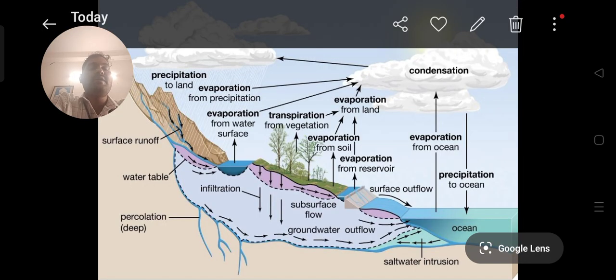Because of internal pressure, or because there is more water in it, more distribution of the water takes place.